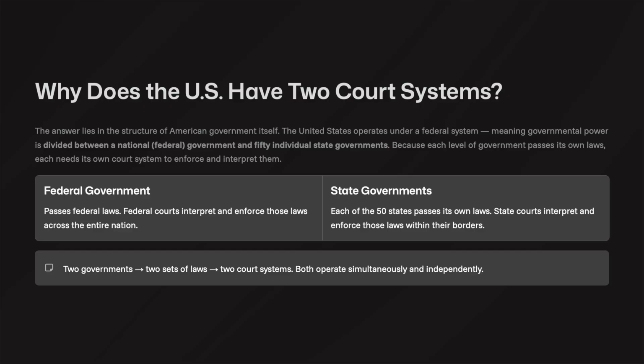Federal courts interpret and apply federal law. State courts interpret and apply state law. Although these two systems sometimes interact, they generally operate independently while serving different purposes. Understanding this division is essential because determining which court hears a case begins with identifying which law has allegedly been violated.